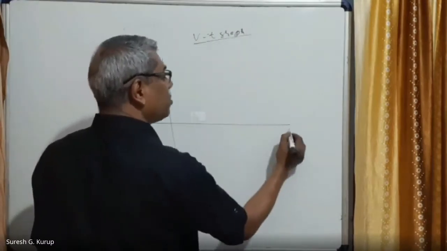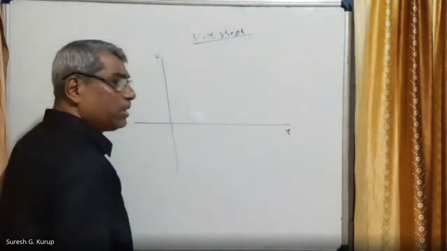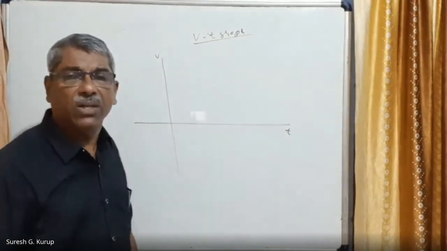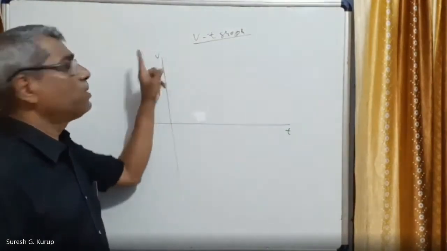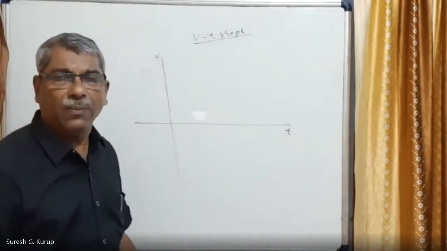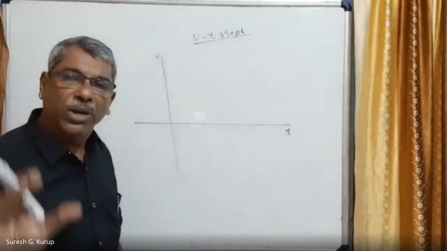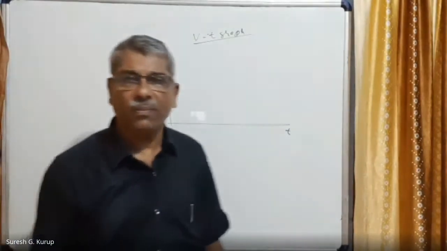Velocity time graph means VT graph. A velocity time graph is a graph that is drawn with time along the x-axis and velocity along the y-axis. Suppose when you look at the body, it has a velocity already.